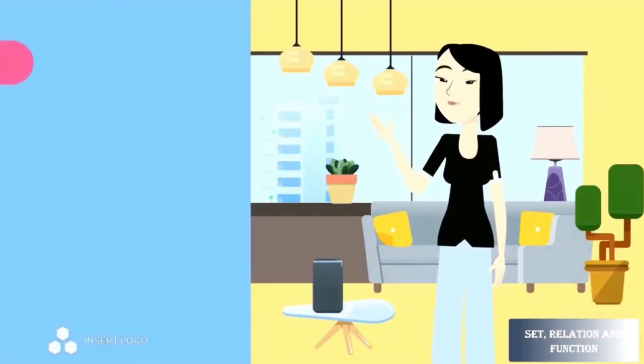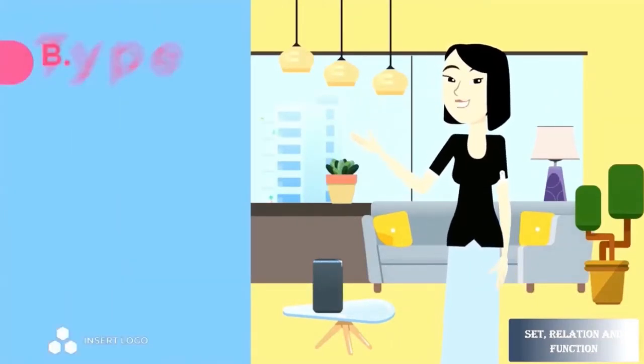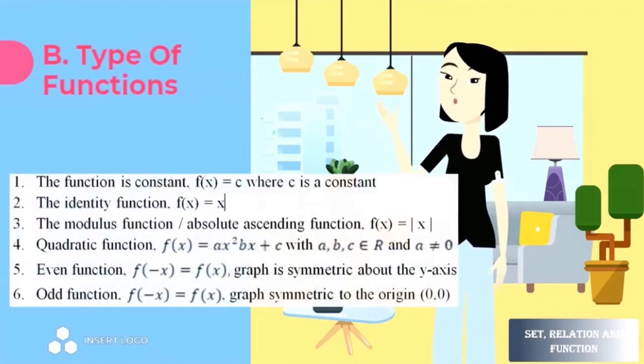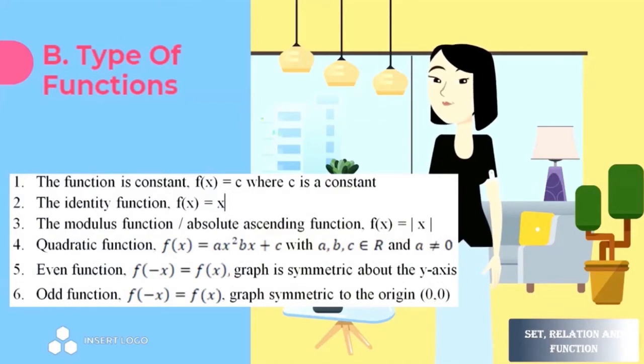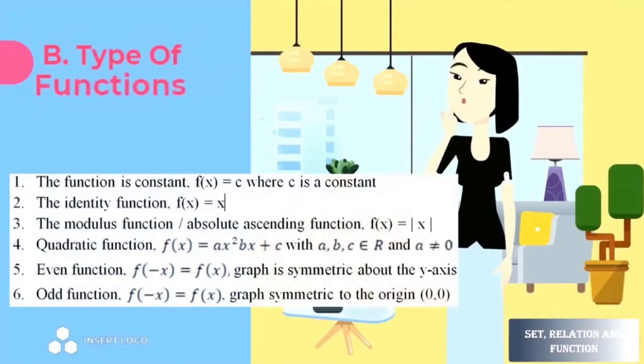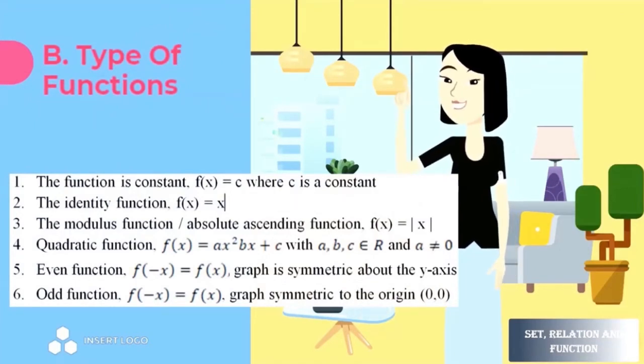So now, the second one is we talk about type of function. First, the function is constant if f(x) is equal to c, where c is a constant. Second, the identity function. f(x) is equal to x. Third, the modulus function or the absolute function. This is f(x) is equal to absolute x. Fourth, quadratic function. f(x) is equal to ax squared plus bx plus c with a, b, c element real and a must be not equal to 0.